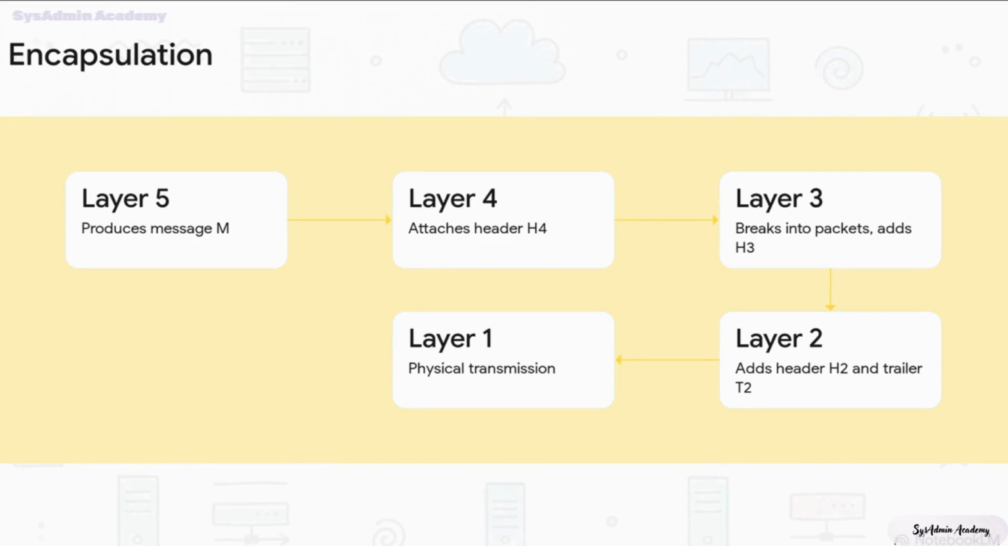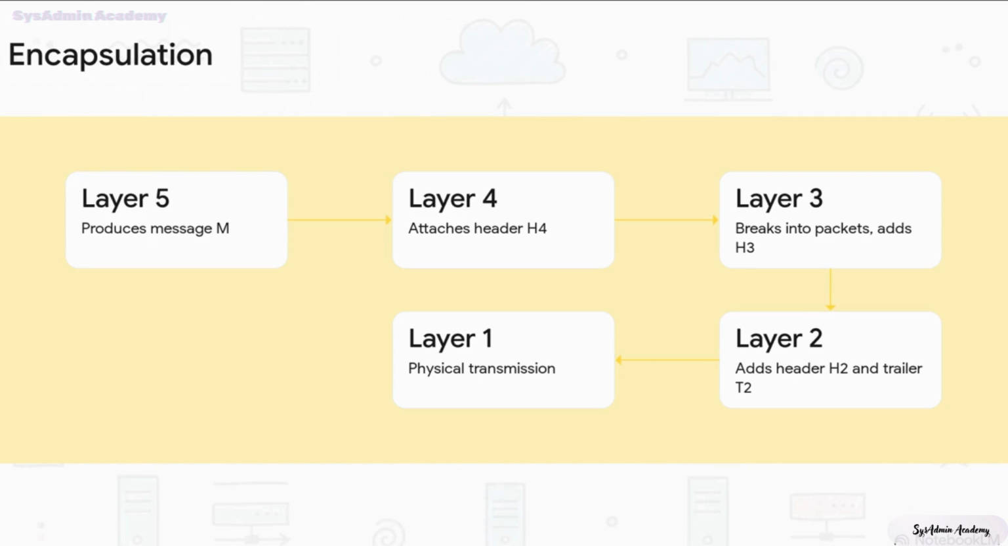Step 2, this message gets passed down to layer 4, which slaps a header, H4, onto the front of it. This header is packed with essential control info. Step 3, the message goes down to layer 3. Now, layer 3 often has to chop the message up into smaller units called packets. So our one message becomes packet M1 and packet M2. Layer 3 then adds its own header, H3, to each of those individual packets.